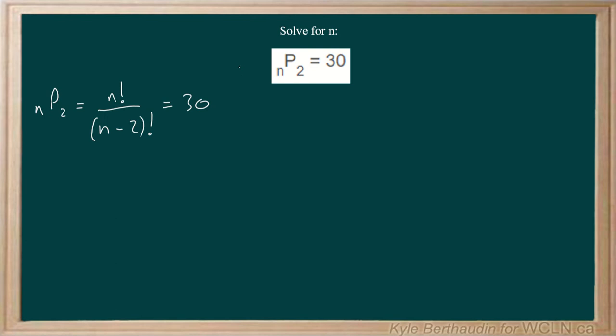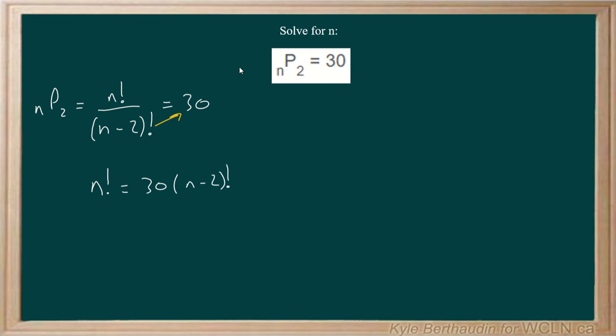So what we can do here, there's a few ways that you could approach this problem. You could guess and check, but in this case we are simply going to solve or isolate for n. So I'm going to bring the denominator, n minus 2 factorial, up to the numerator on the right side of the equation by multiplying both sides by n minus 2 factorial. If I do that, I'll end up with n factorial on the left-hand side, and then 30 times n minus 2 factorial on the right-hand side.